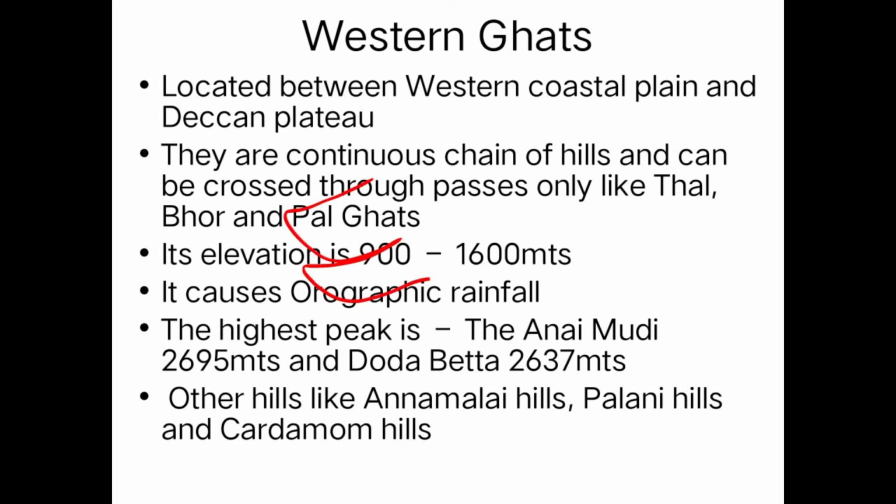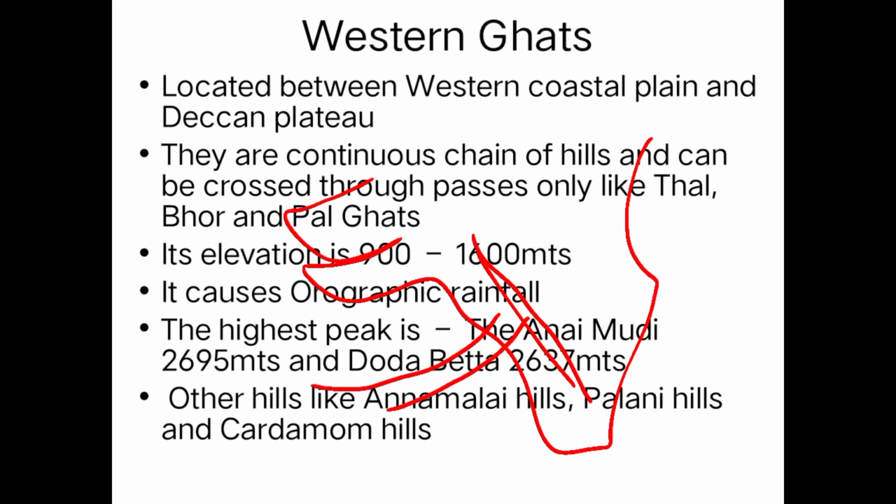Orographic rainfall we studied in 7th class. The mountain ranges stand as a barrier for the moisture-bearing winds. These winds come here, they are obstructed by the mountain, they rise up and they fall as rain in this region.